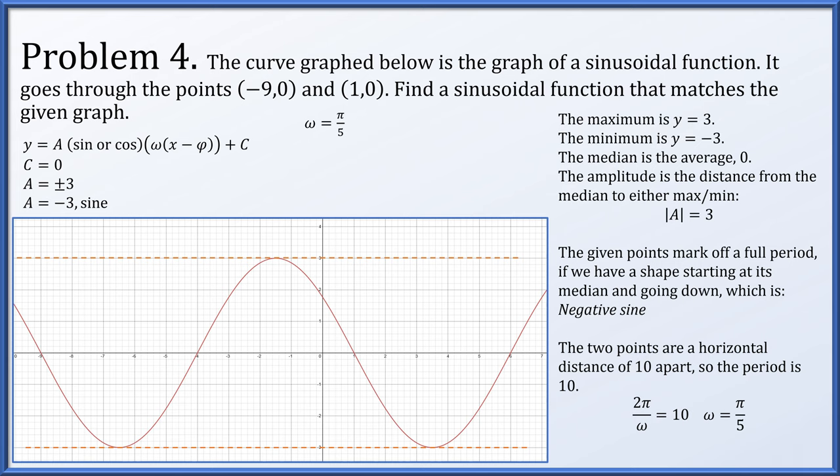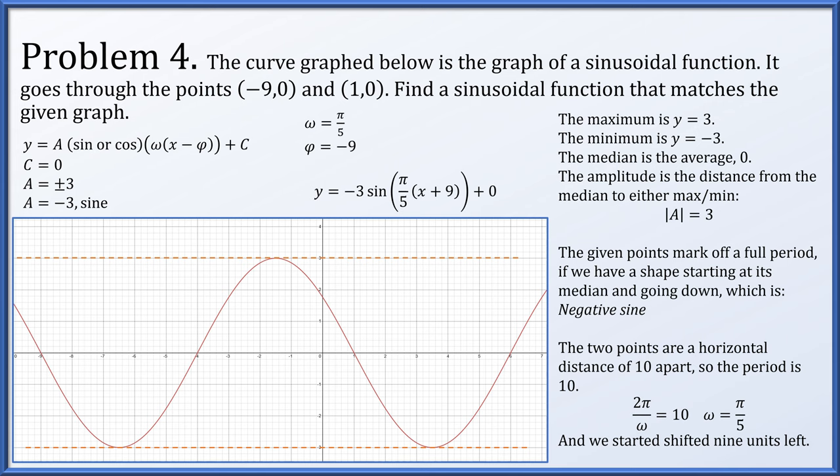We want to use a sine function. We want a to be negative 3. We want omega to be pi over 5. Finally, we shifted 9 units left because we're starting one period at x equals negative 9. So for shifting 9 units left, we're going to let phi equal negative 9.